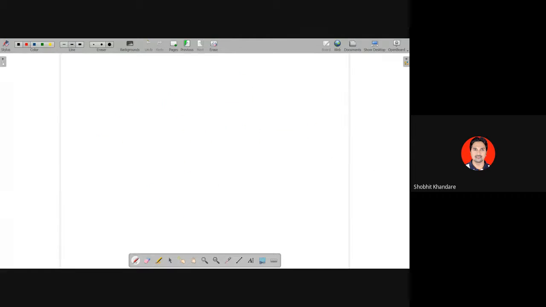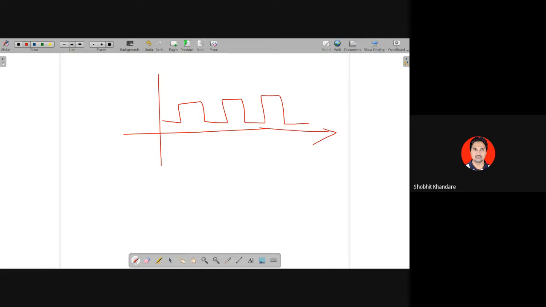Now, what about the digital circuit or digital waveform? If you see your digital waveform, this will be in the discrete form. What does it mean? At a particular instant of time it will be on, and at some instant of time it will be off.